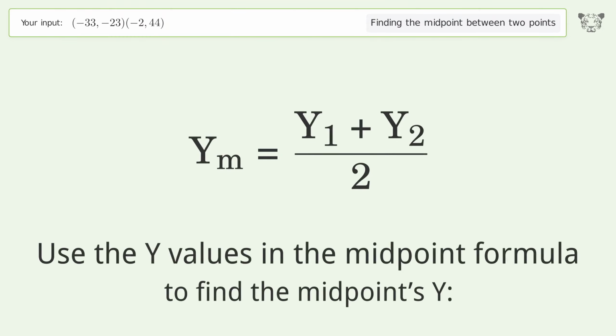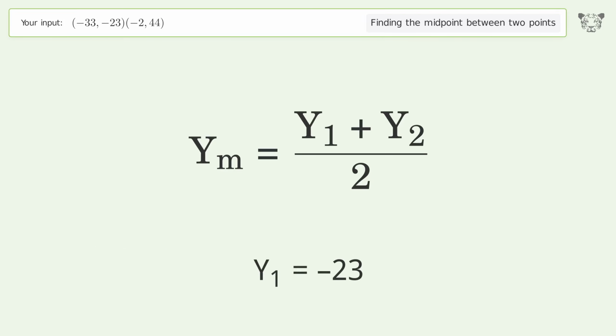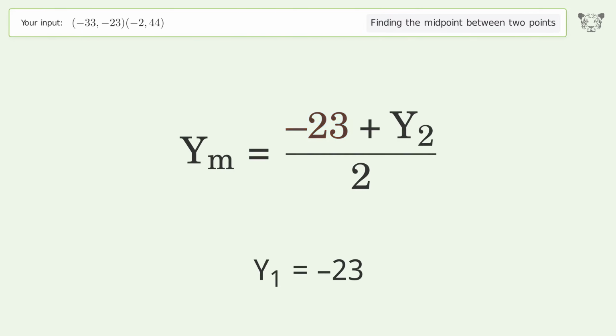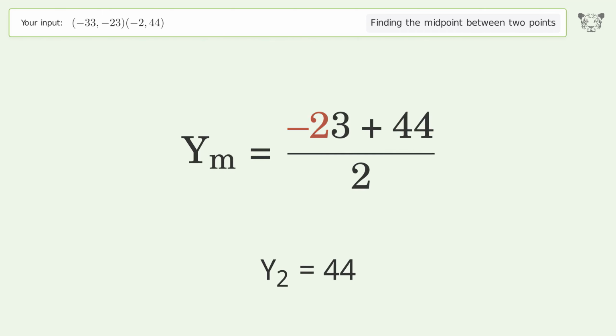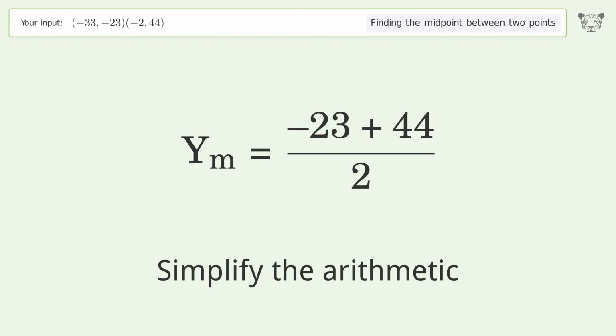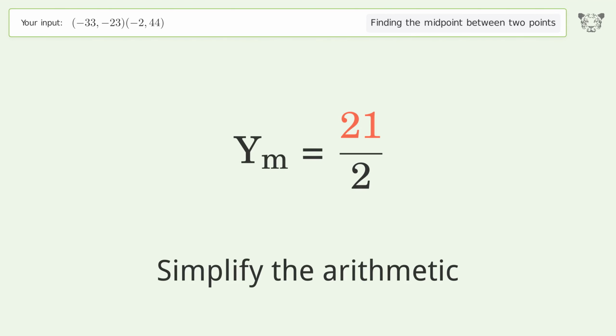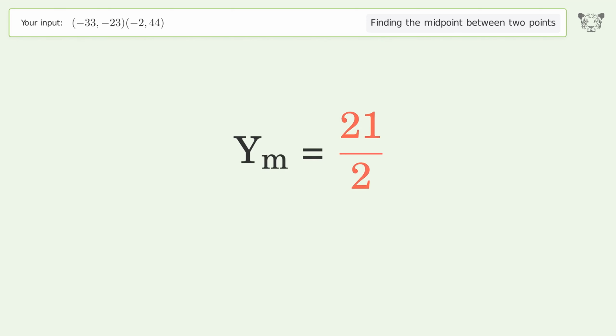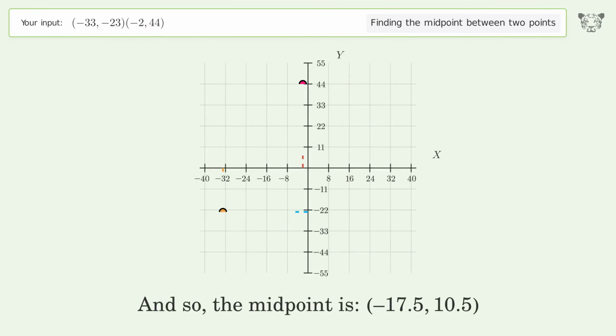Use the y values in the midpoint formula to find the midpoint's y. y1 equals negative 23. y2 equals 44. Simplify the arithmetic. And so, the midpoint is negative 17.5, 10.5.